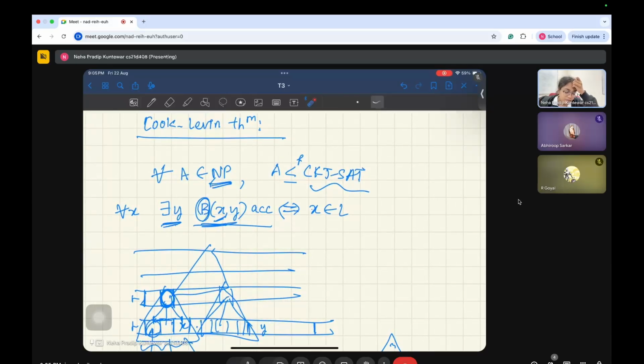Let me start by saying that you know you had this figure where we had all NP problems, and we said that circuit SAT was the first NP complete problem.